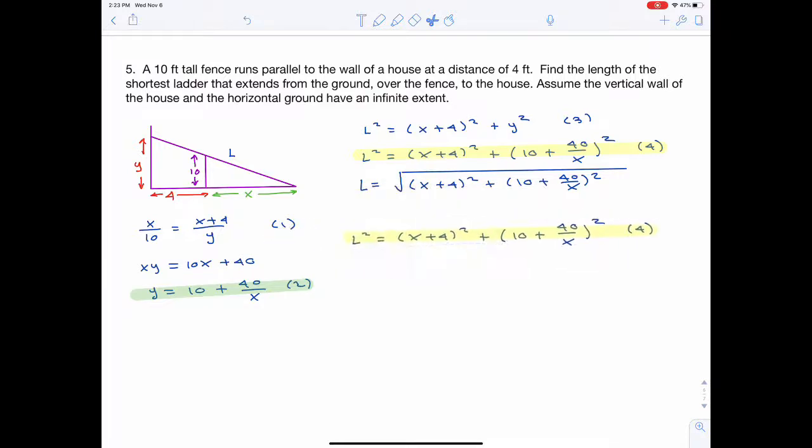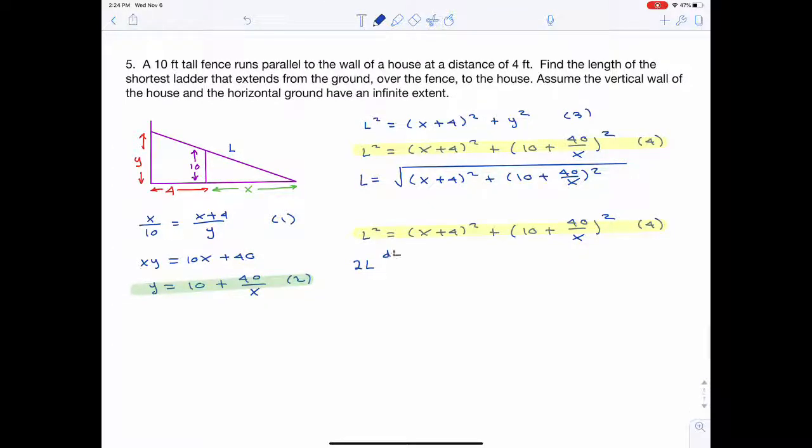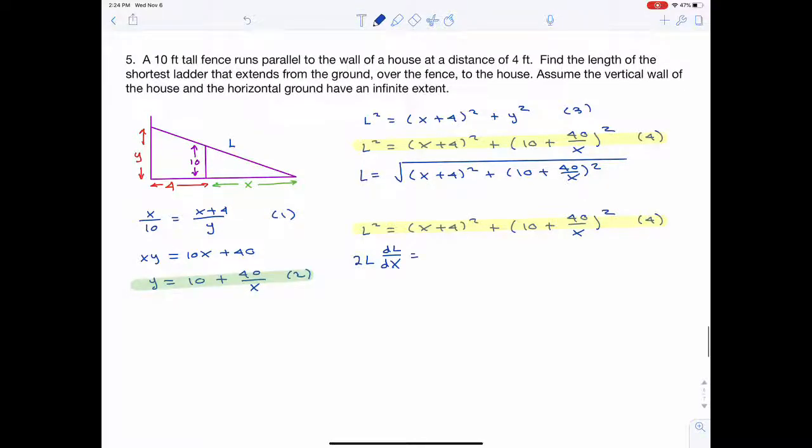So I'm going to use equation 4 to do some manipulations, to do my math. So let's take the derivative. I get 2L times the derivative of L, which is dl dx, because this is with respect to x. I know I'm saying dl dx, it's L prime. If you just want to call it L prime, feel free to. In fact, maybe that's what I'll do just so it's not confusing.